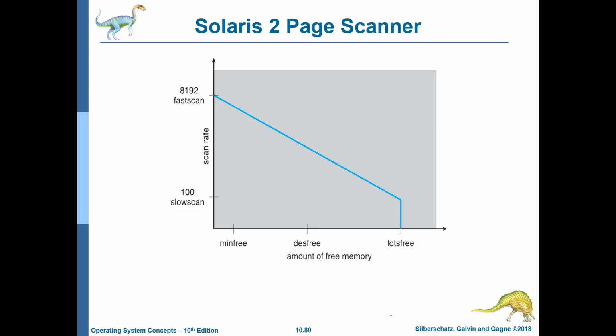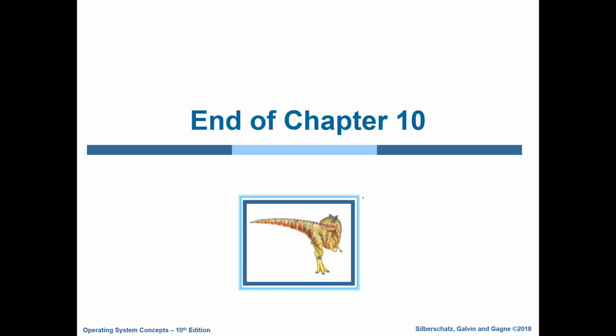Solaris, as we can see, depending upon the amount of free memory, has a scan rate where you scan the free pages and take different decisions that can include pinning pages, increasing the working set size, or reducing it. I'll not describe this in more detail, but you can take a look at these parameters from the text, lots free, des free, and min free, and correlate this with this figure, which correlates the amount of free memory with the scan rate. Scan rate is the rate at which we are scanning these pages.